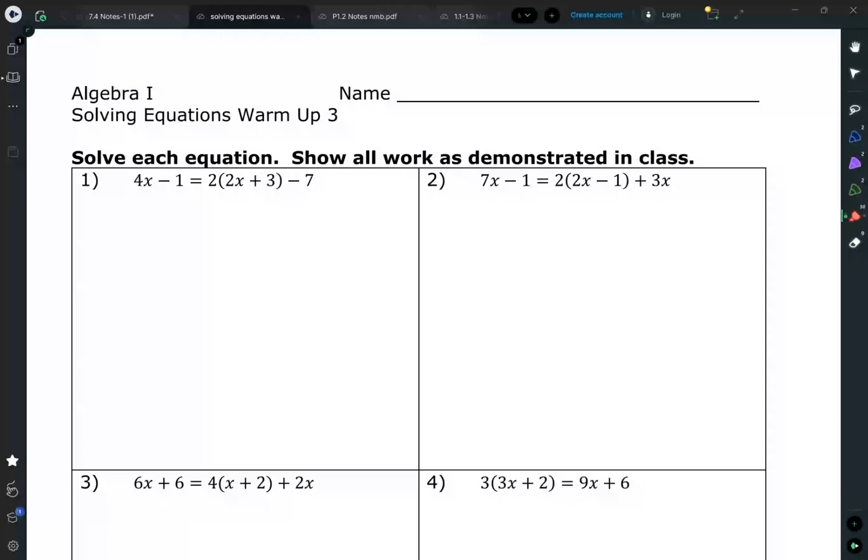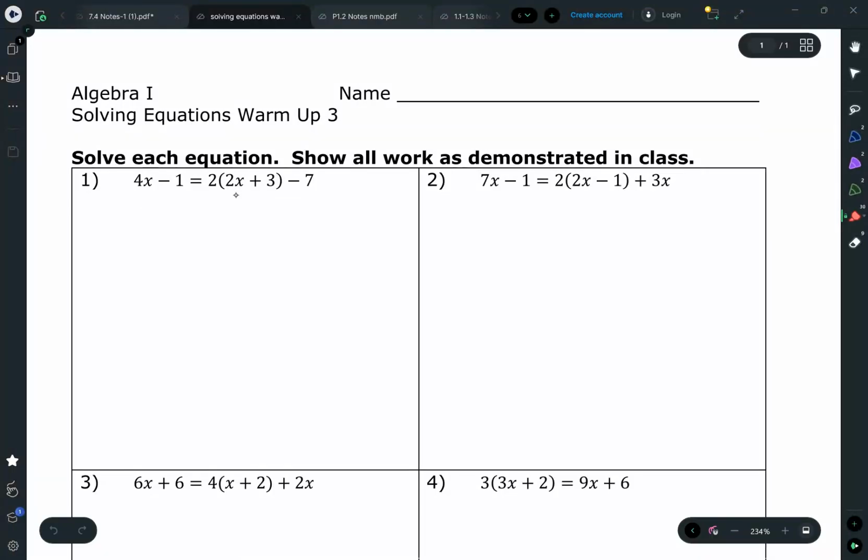Hello class, this is our last review warm-up for solving equations for Algebra 1. This is just part of our review. Remember, this isn't teaching you solving equations for the first time, it's just highlighting some things we think you should remember. So this time we're looking at variables on both sides.